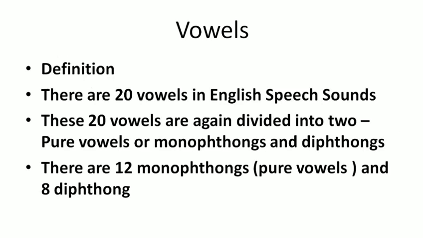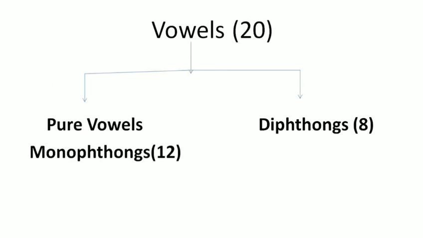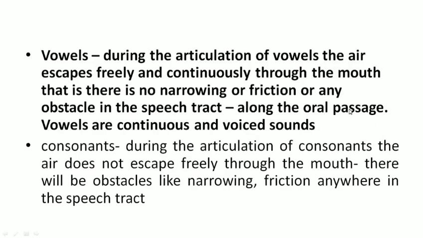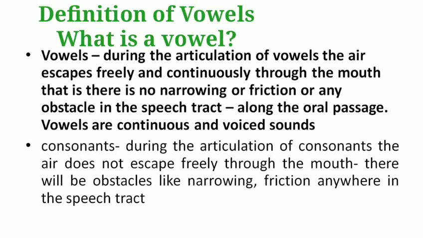Vowel definition. What is the definition of a vowel? You can draw this picture as well if you want. During the articulation of vowels, the air escapes freely and continuously. That is most important. The air escapes freely and continuously through the mouth, and there is no narrowing, friction or any obstacle in the speech tract along the oral passage. Vowels are continuous and voiced sounds, as we have learned.